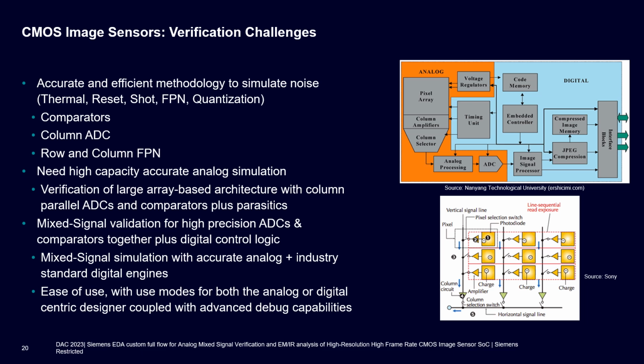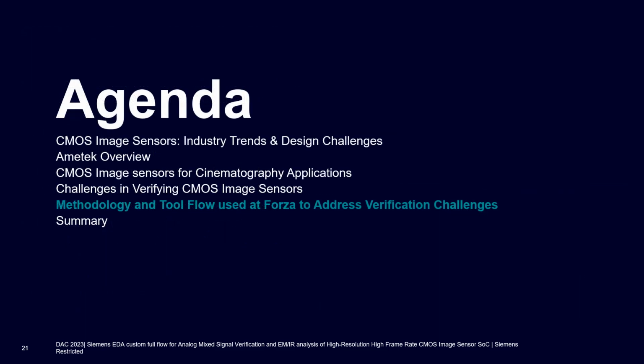As you can see in the diagram here, there is a substantial content of digital blocks. So mixed signal validation of high precision analog blocks with digital control logic is important for functional verification of the CIS module. Next, let's look at the verification methodology and tool flow used at Forza Silicon to address these unique verification challenges for CMOS image sensor system on a chip.